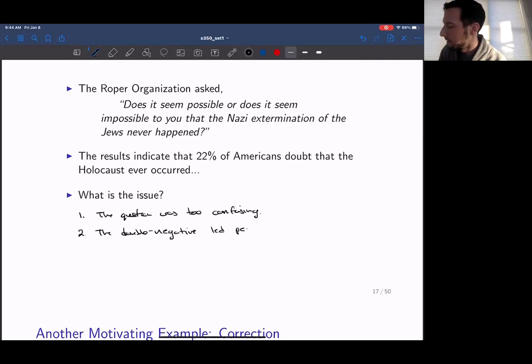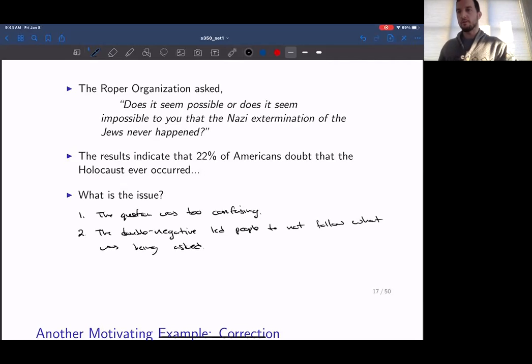led people to not follow what was being asked. And the purpose of this illustration is to point out that another key component of our survey or sampling strategies has to be using reasonable questions to collect information.